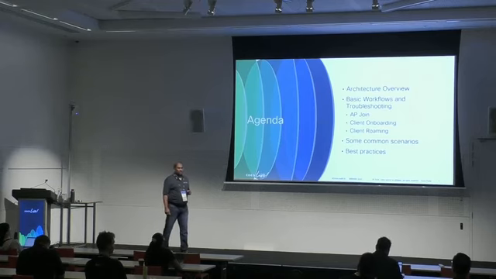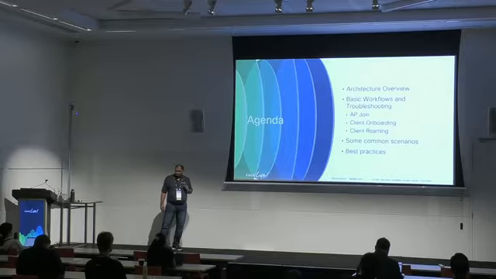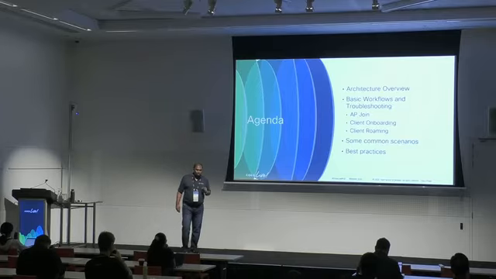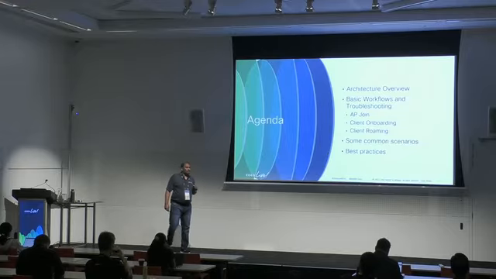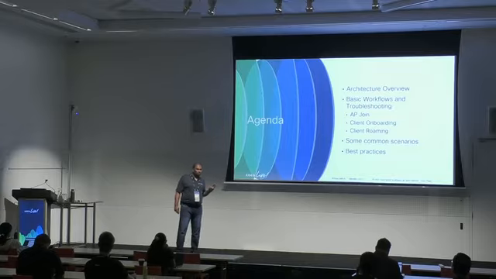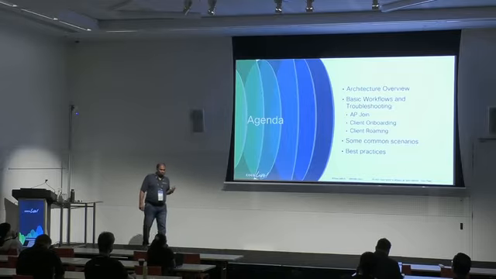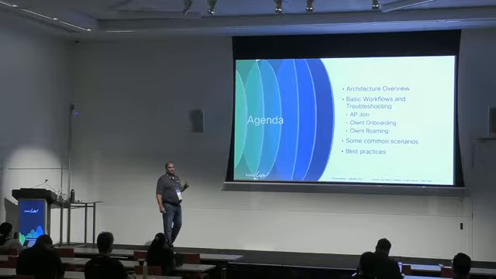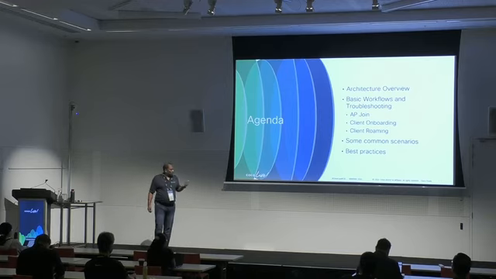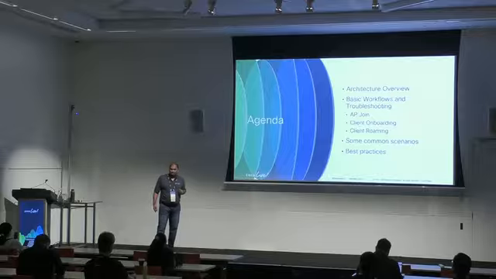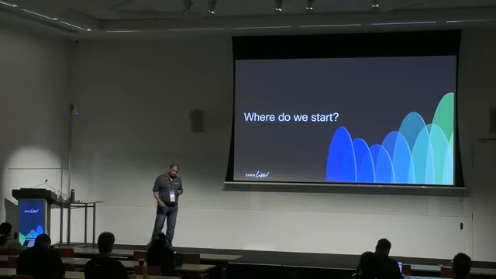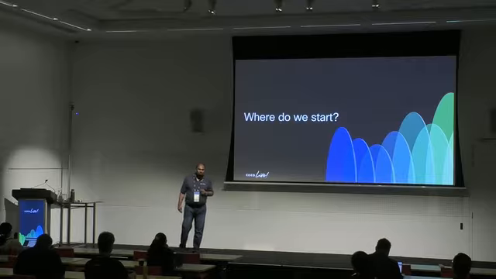Now, moving into the agenda. Here, we would be covering briefly the architecture overview. The main focus would be on basic workflows and troubleshooting. We would be covering 3 different workflows: AP join flow, client onboarding flow, and client roaming flow. Apart from that, we would be looking at some common scenarios and troubleshooting tools, the CLIs which you can use. And we would be ending with best practices, okay? So that's the agenda. So where do we start, really?